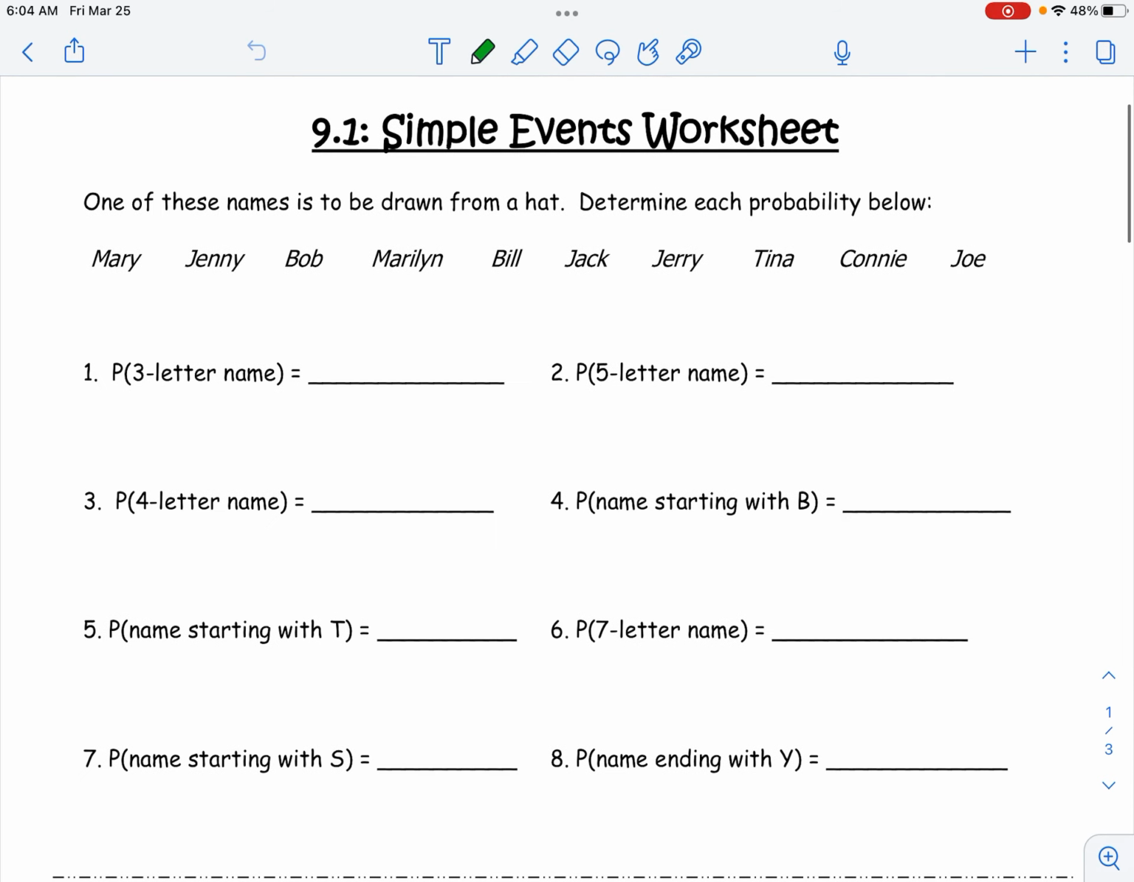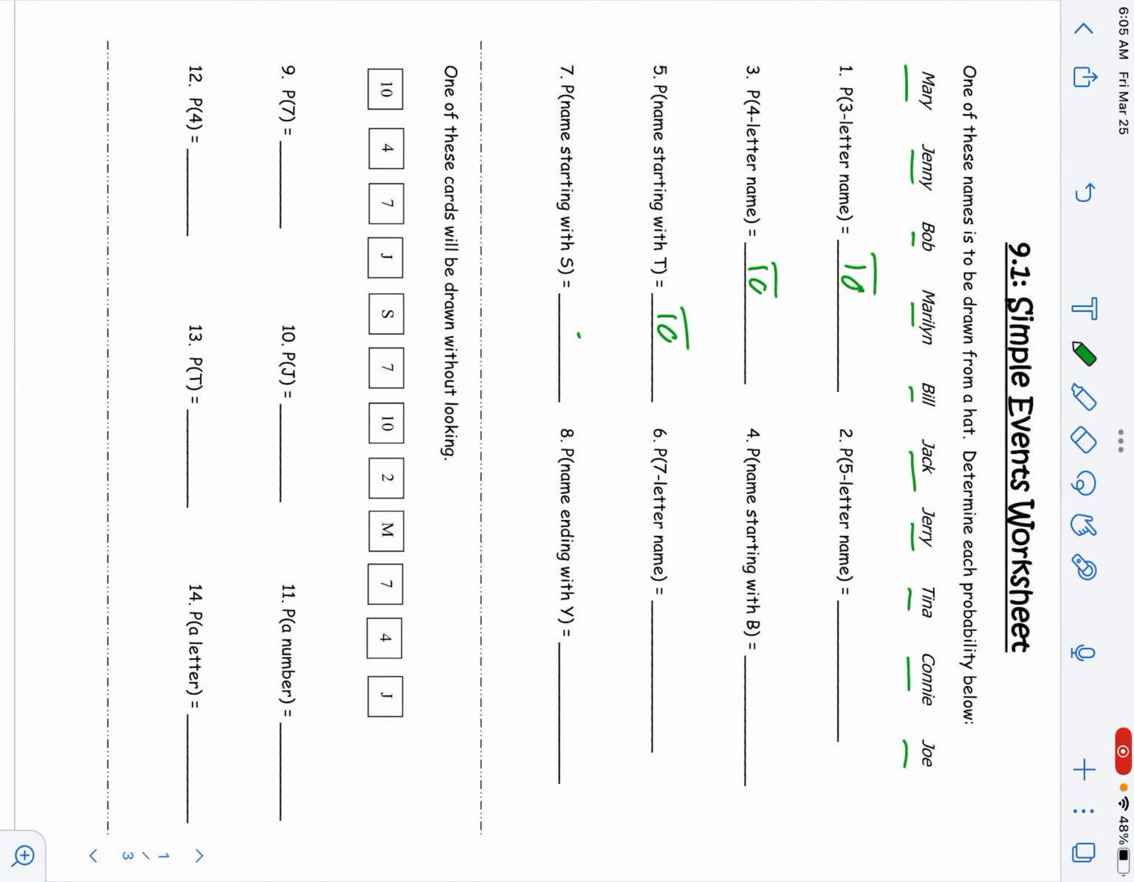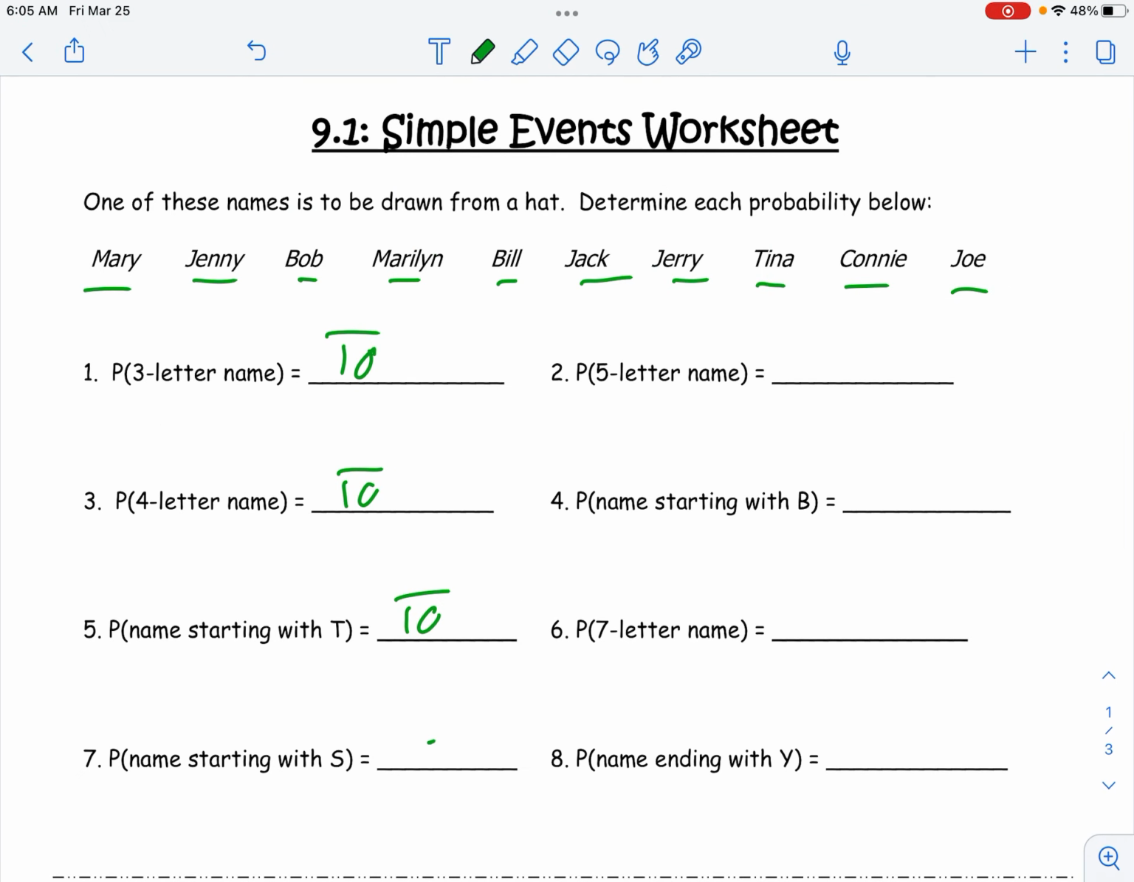So on your worksheet, there are 4 different scenarios. So I'm just going to go through the denominator part with you. So this one, it's talking about names. So first I'd see how many names there are. So 1, 2, 3, 4, 5, 6, 7, 8, 9, 10. So it means all your denominators for this problem will be a 10, okay? And then you just write out how many there are for the numerator. So for example, 3-letter name, I'd see how many 3-letter names there are. So Bob is a 3-letter name and Joe is a 3-letter name. So I'd say 2 out of 10 and I'd reduce to 1/5.